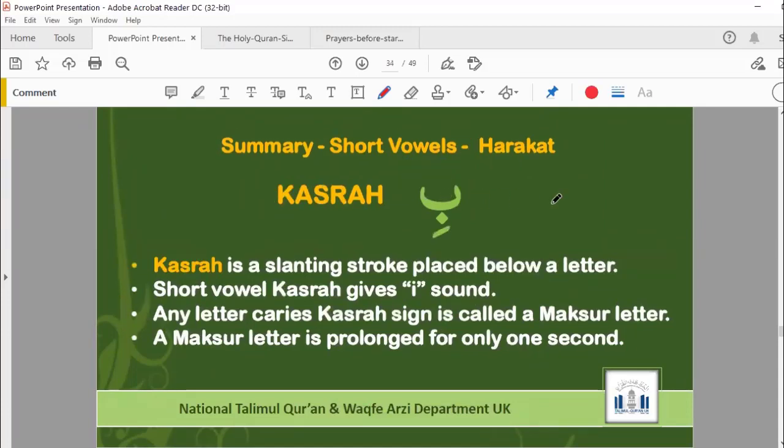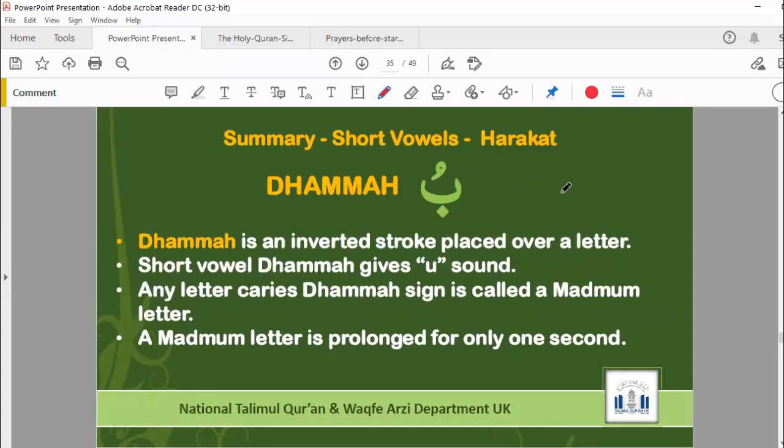Now, kasra. Kasra is a slanting stroke placed below a letter. Short vowel kasra gives an E sound. Any letter that carries the kasra sign is called a maksur letter. A maksur letter is prolonged for only 1 second. Like, pronounce this, like what? Bi. Yes.